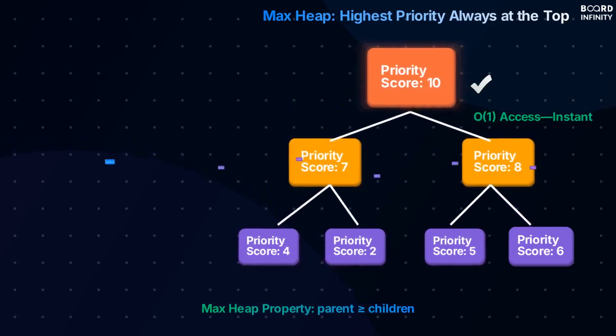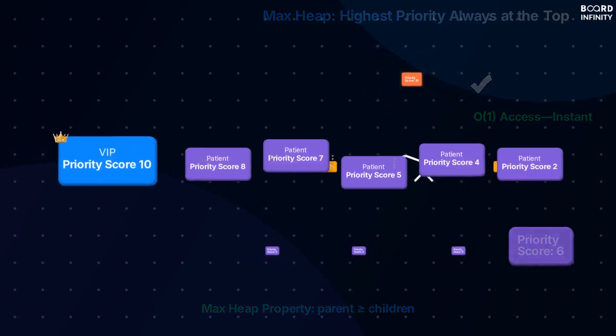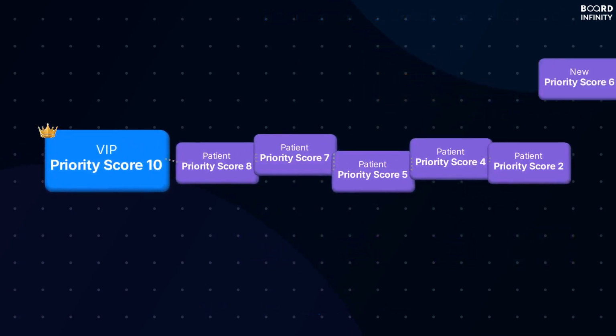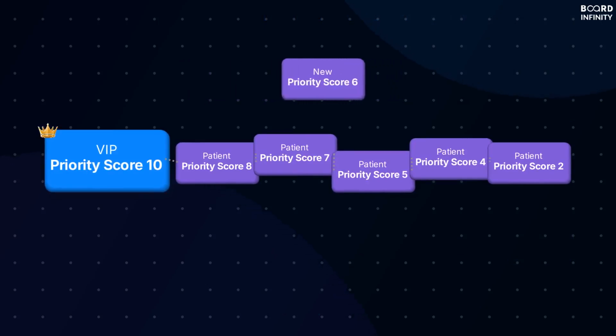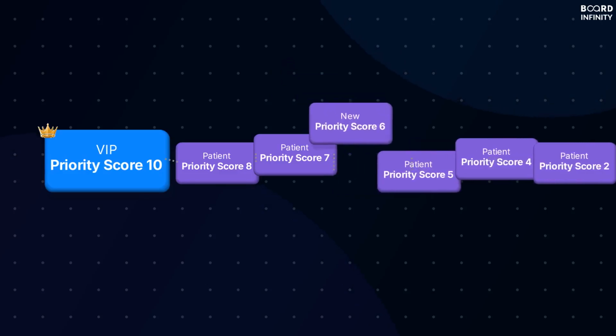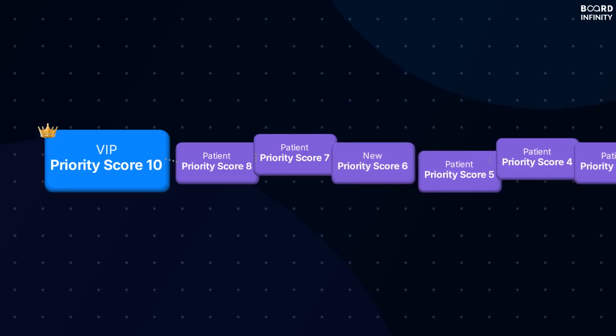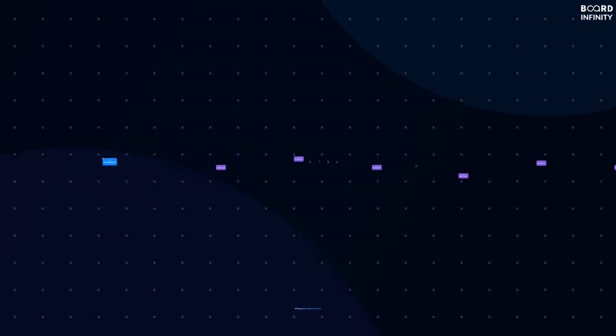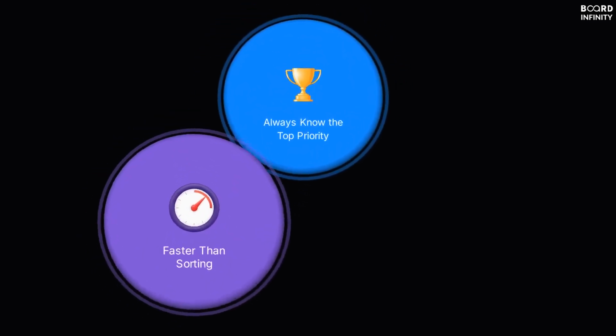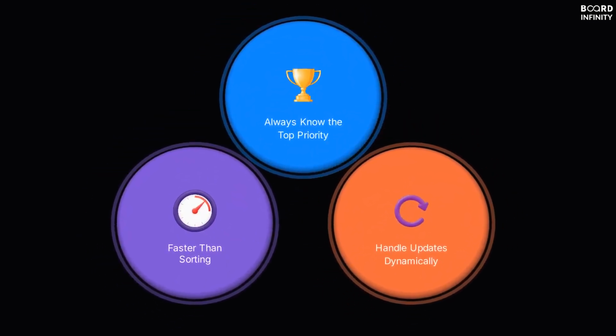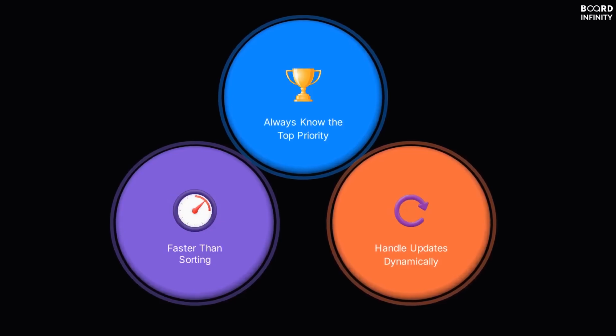Heaps excel at dynamically handling new data. When a new item arrives, like priority 6, it's efficiently placed in its correct priority spot, maintaining the heap property without requiring a complete resort of all items. This makes them ideal for systems with continuous updates, like real-time dashboards or task schedulers. By the end of this video, you'll understand how heaps organize data by priority, why they're faster than sorting everything, and how to build systems that always handle the most important task first.